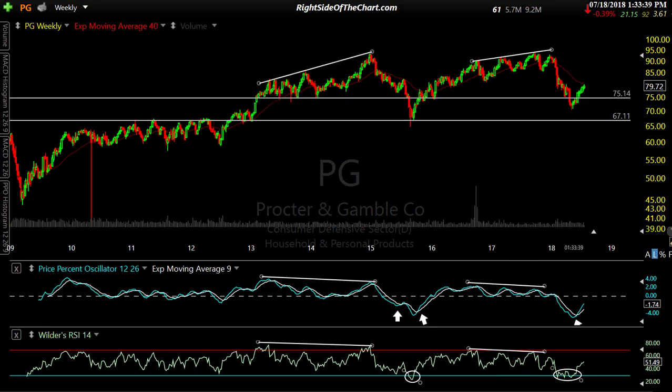You got to look at these bigger pictures here. This is a weekly chart, and boom. Last time we had a divergent high, we fell all the way from about where we top now down to that 67.11 area. That's support. Pretty well-defined support back here.